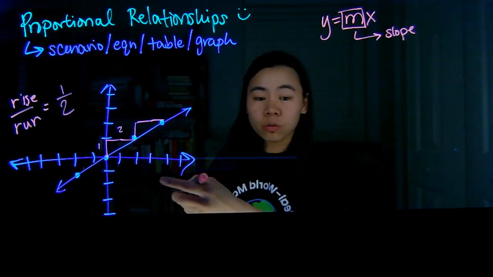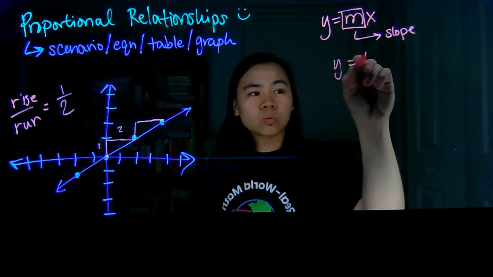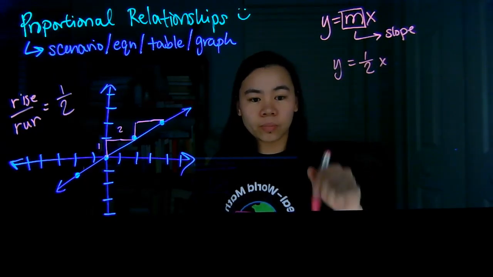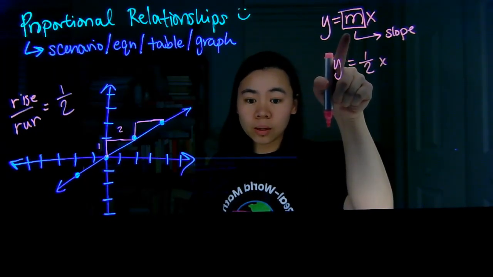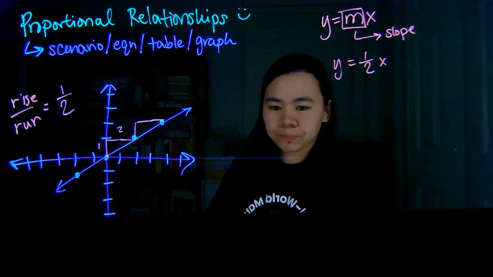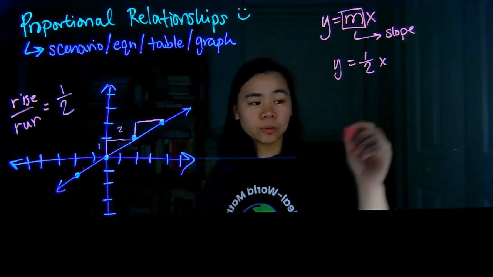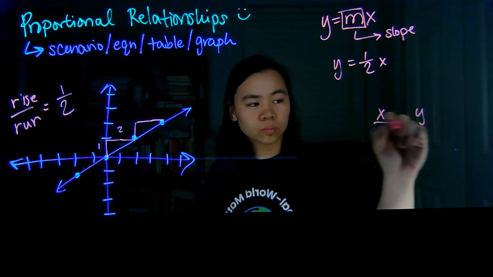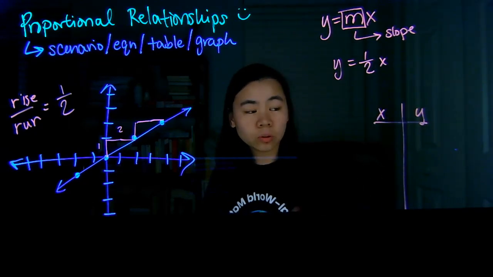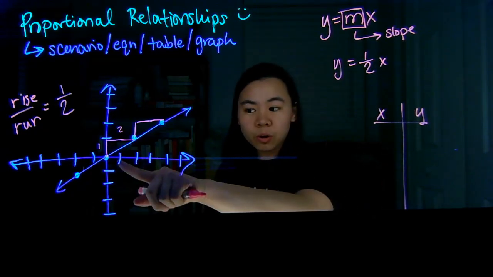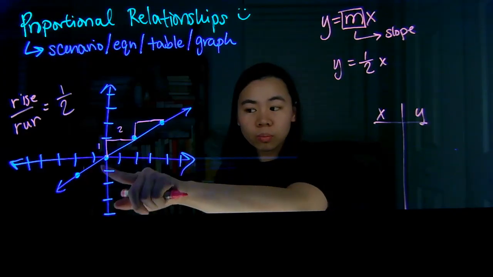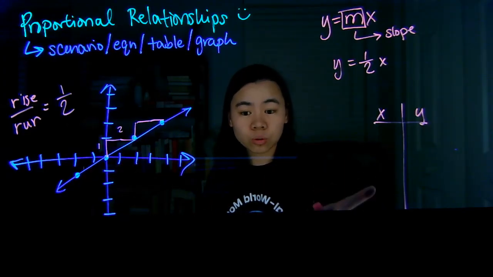So our equation for this graph is y equals 1 over 2x. The only thing I changed was that variable m. M represents slope. To put this in a table, your x, y table are ordered pairs. So these perfect points we have here, that's your x, y table. That is your ratio table.